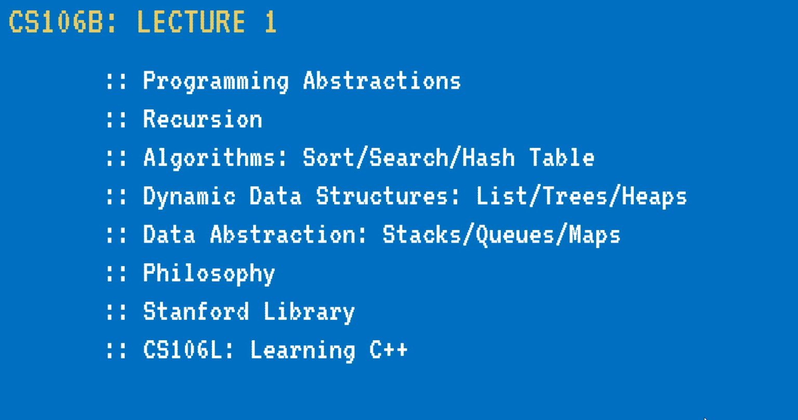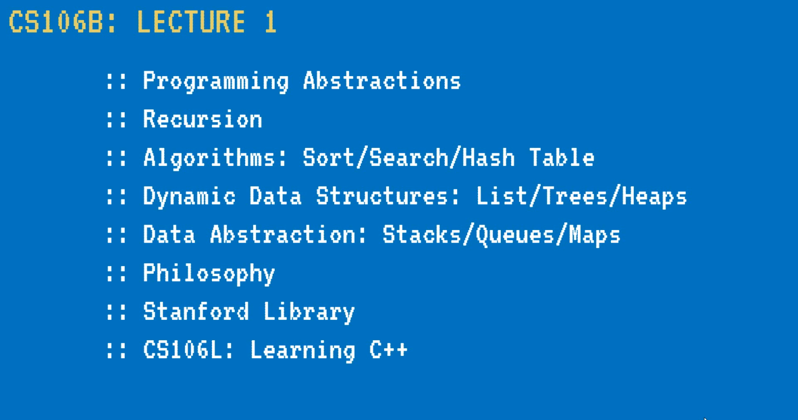That said, there was just some high-level course logistics, and we won't have to deal with that here, but the main topics that B covers will be things such as recursion, algorithms such as the search and hash tables, using dynamic data structures such as lists, trees, and heaps that would leverage the use of pointers.